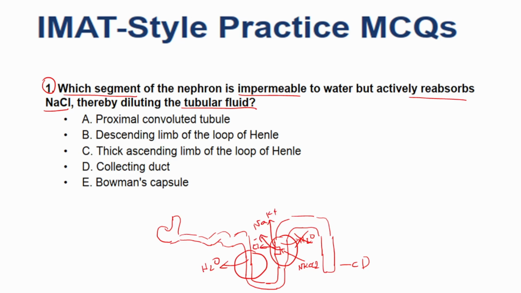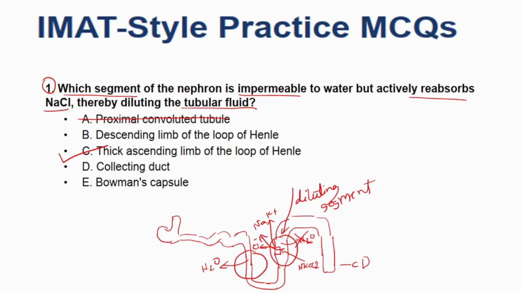Because ions leave while water is trapped inside, the luminal fluid osmolarity drops significantly below the plasma level, which is precisely why this region is universally known as the diluting segment. So, the correct answer would be C. The proximal convoluted tubule is incorrect because it is highly permeable to water via aquaporin 1 channels, performing isoosmotic reabsorption where water follows solutes proportionally.